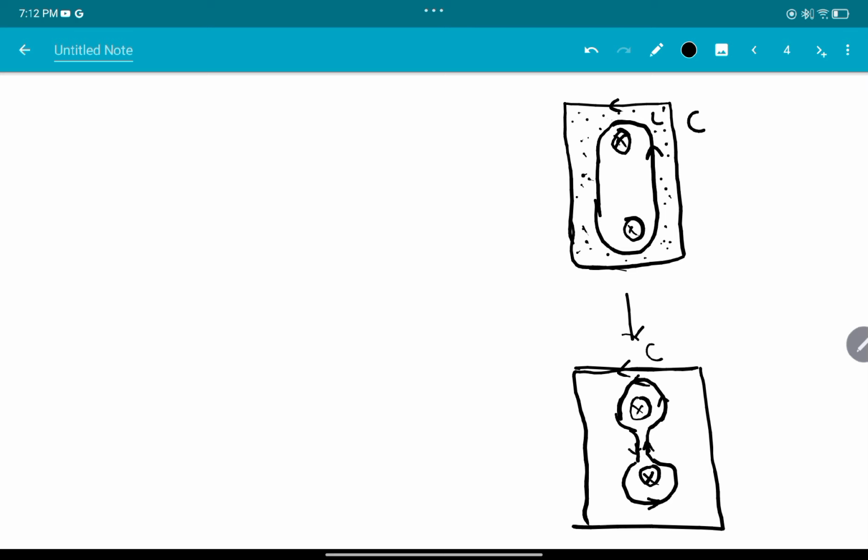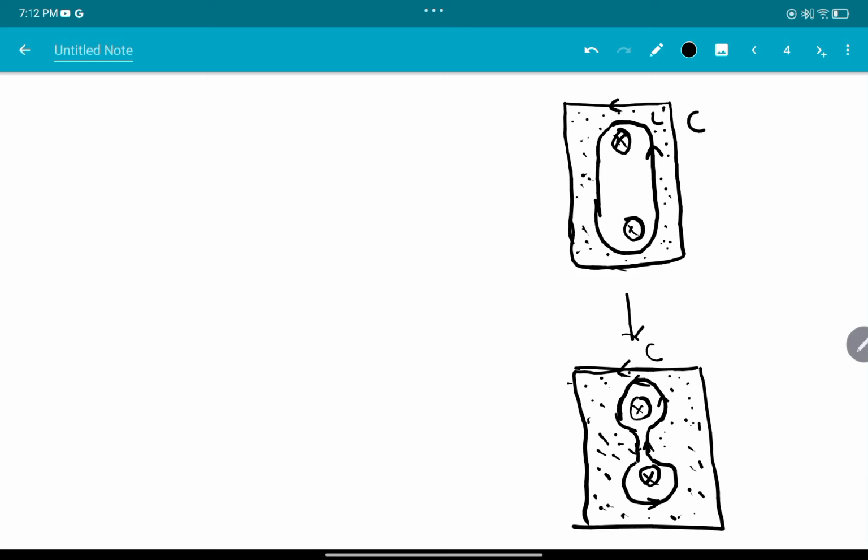So these two paths are allowed. This is allowed because, look at these points and all these points. Our function is analytic at all these points. Now, having said that, we can further see we can do one more thing. We can further squeeze them.